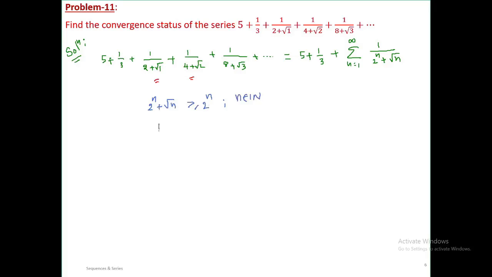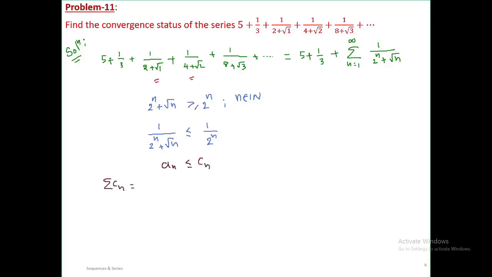Then reciprocal this. So 1 upon 2 raised n plus root n is less than or equal to 1 upon 2 power n. Look at this, indirectly I am generating a convergence upper bound. So it's like a_n is less than or equal to c_n. Now what is series c_n?